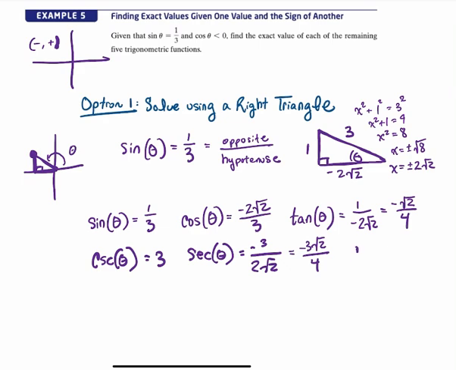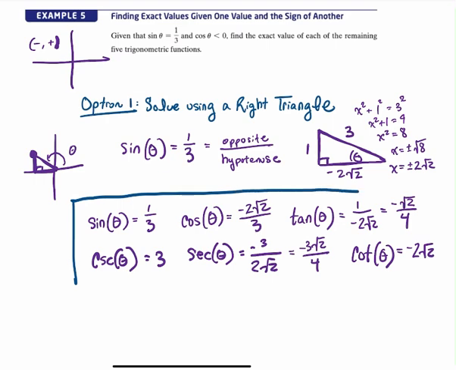And then the cotangent, let's use the fact that if the tangent is opposite over adjacent, the cotangent would be adjacent over opposite, so this is negative 2 root 2 over 1. Let's save ourselves the math of rationalizing and all of that. So we'll say negative 2 root 2, because it would be over 1. So from that triangle, we're able to list the values of all of our trigonometric functions.